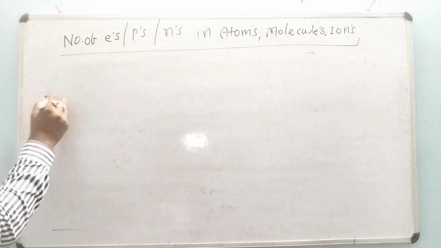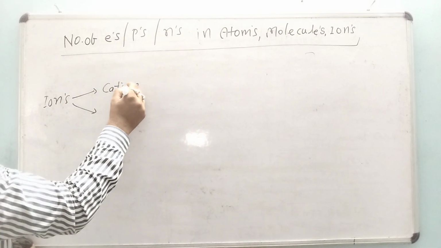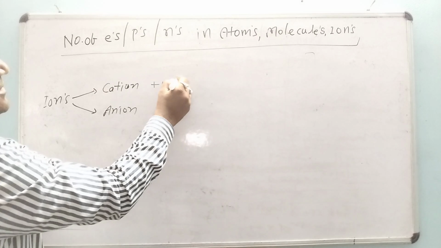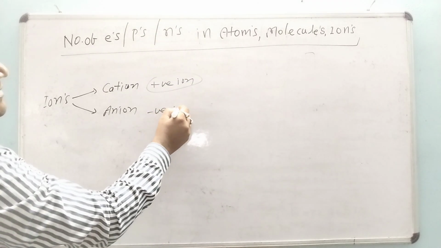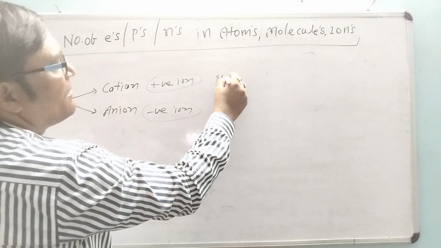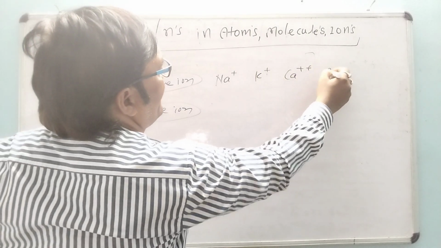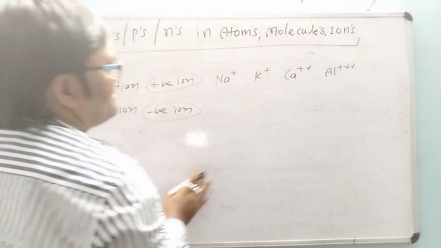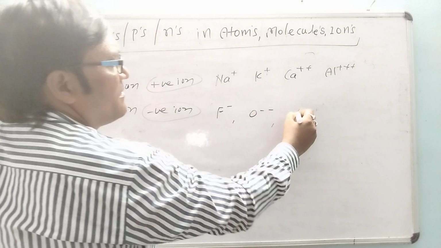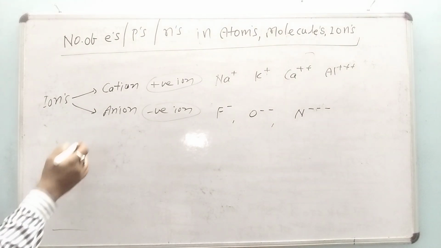In case of ions, cation and anion, that is, positive ion and negative ion. Sodium, potassium, calcium, aluminium, these are examples of positive ions or cations. Now chloride ion, oxide ion, nitride ion, these are examples of negative ions. Now we can find electrons, protons and neutrons.